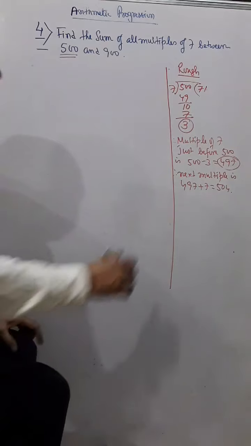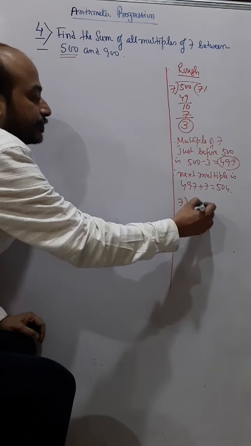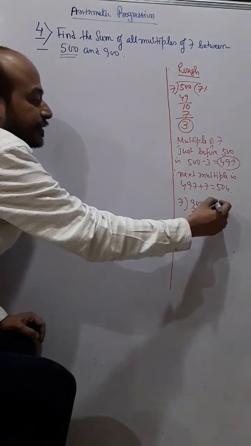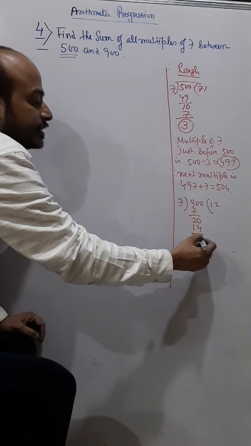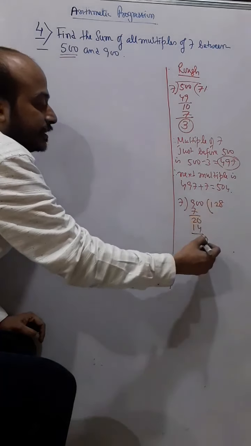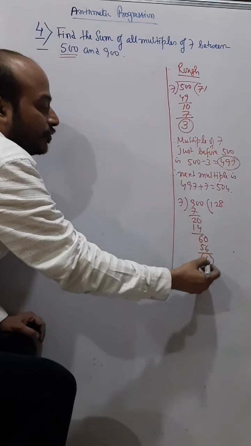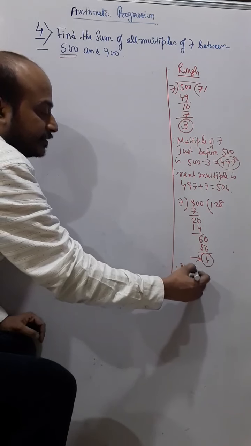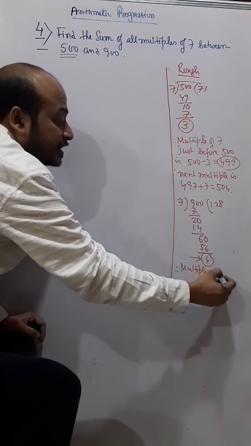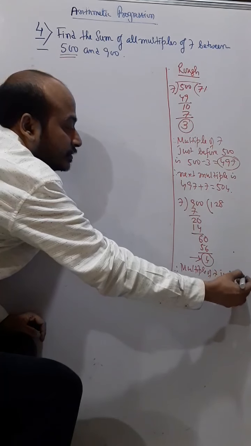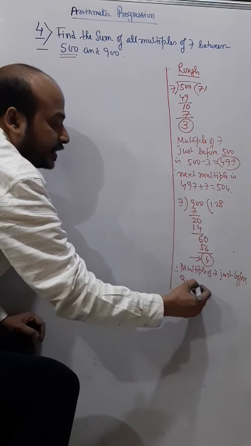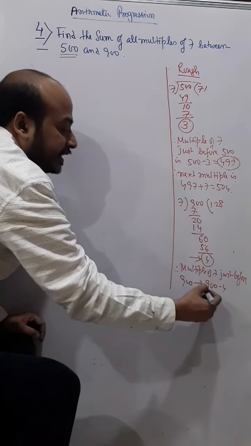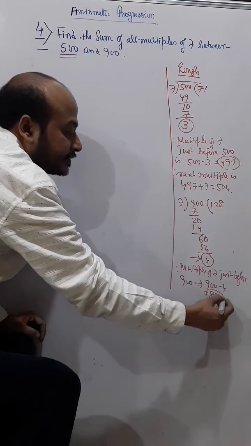Then we also have to find, if I divide 900 by 7, we get 7 ones are 7, 7 twos are 14, and we get 6 and 0, then 7 eights are 56. So we are getting 4 extra. So that means 4 is the remainder. Therefore the multiple of 7 just before 900 will be 900 minus 4, and that is 896.